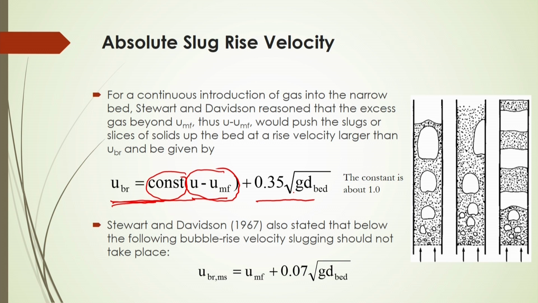So, the bubble rise velocity for the slugs will be equal to U minus UMF plus 0.35 root over g d bed. Now, Stewart and Davidson 1967 also stated that below the following bubble rise velocity, slugging should not take place. So, if you have the bubble rise velocity UMF plus 0.07 root over g d bed, of course there will be no formation of slugging, and this bubble rise velocity gives you the demarcation point of whether slugging should take place or not.